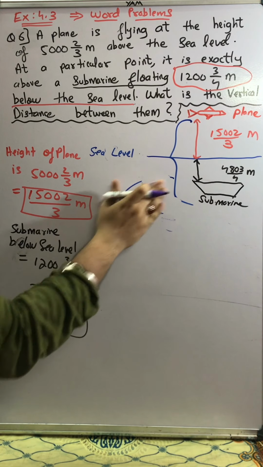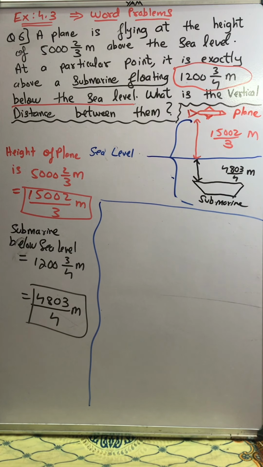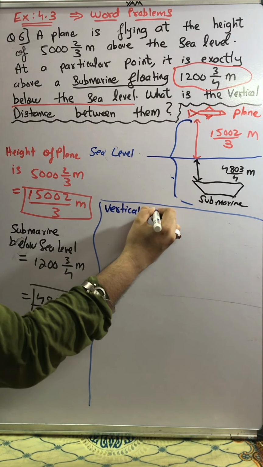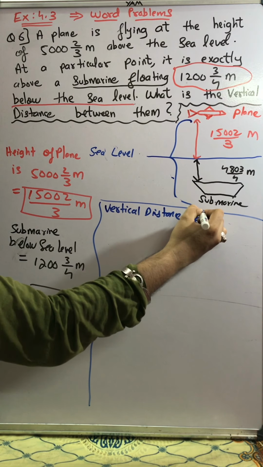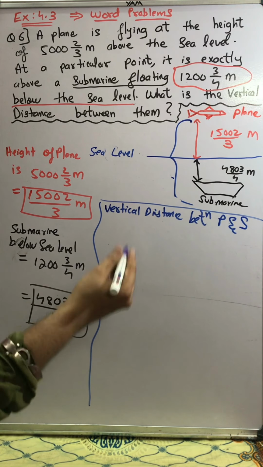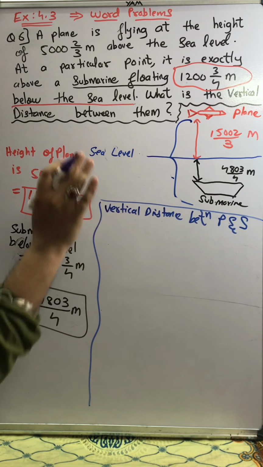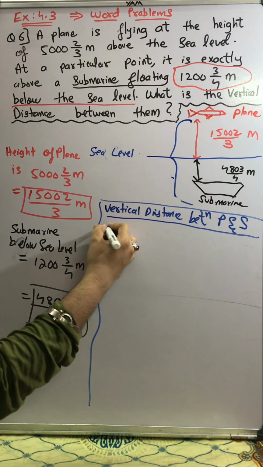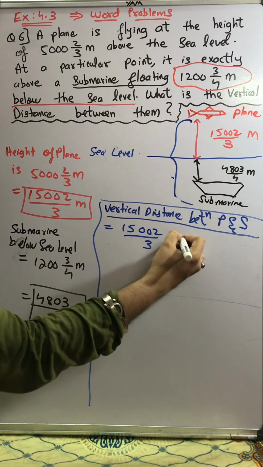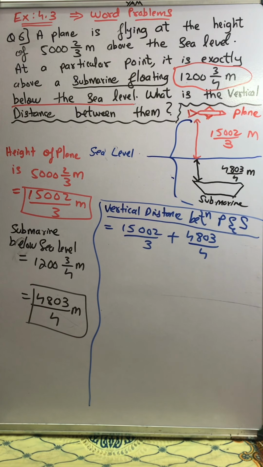So let's start now with the calculation. Hope you understood everything over here. So the vertical distance between plane and submarine. See, once again, I don't have place. It's not allowed to write P for plane and S for submarine in the exam. I am doing it because I don't have place on the board. It is equal to 15,002 upon 3 plus 4803 upon 4. Now let's solve it.